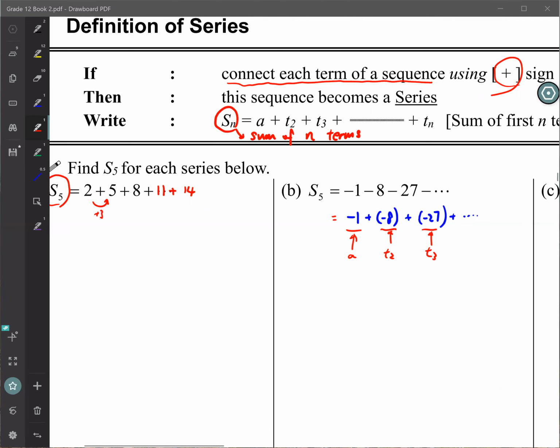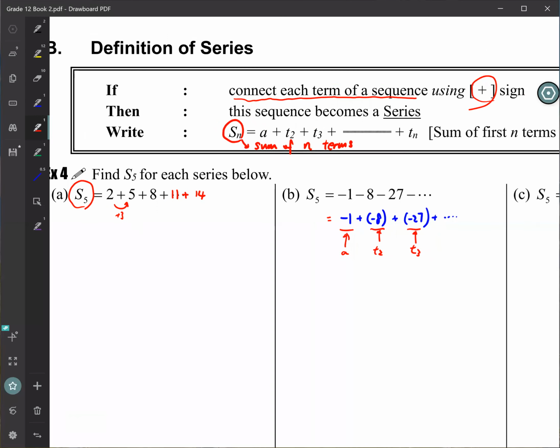Raise your hand if you finish copying here. All right, Samantha, are you done?